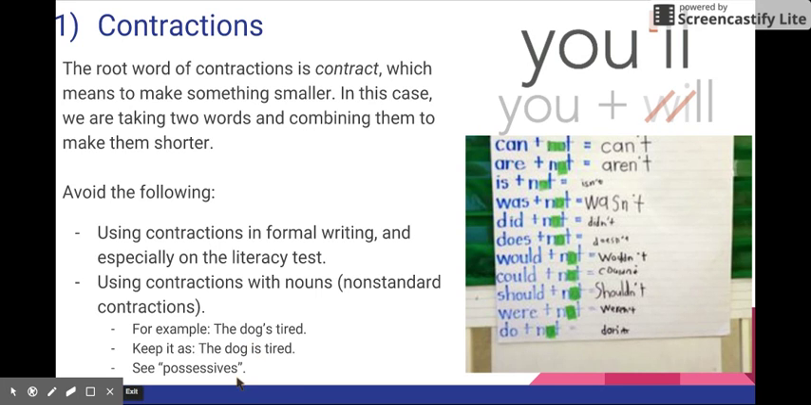However, that looks like a possessive, which means the dog's owning something. In this case, you don't really own being tired. Tired is not property. Tired is a state of being. So you would keep it as the dog is tired.